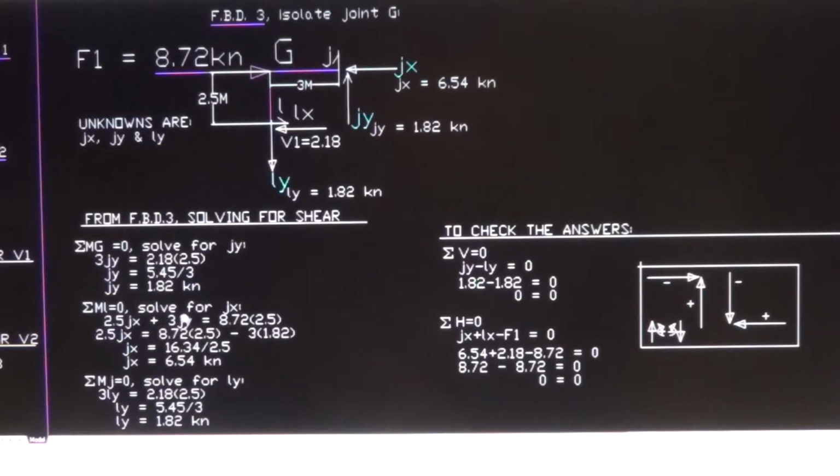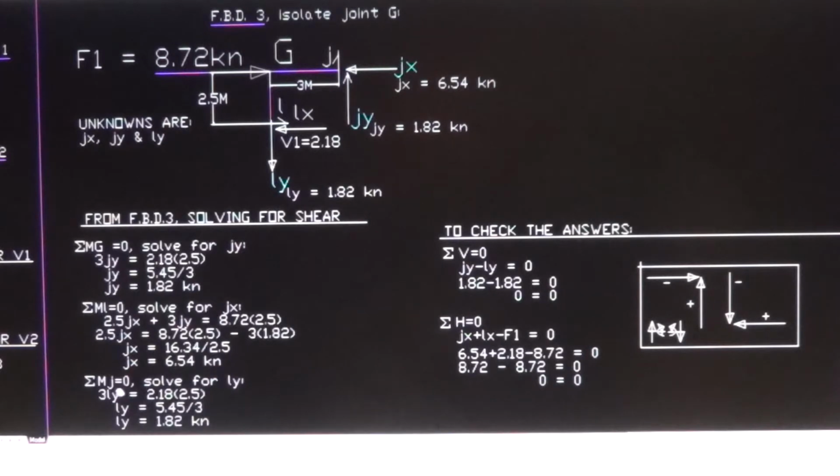The Gy now is transposed to the other side of the equation, so we can get the Gx, because these are known values on one side and the unknown is on the other side. So transposing 3 Gy to the other side of the equation becomes negative, so it is minus 3 times 1.82. Solve all this together, we have 16.34 divided by the lever arm of Gx. Gx now is equal to 6.54 right here, kilonewton. So we have two unknowns solved. Now we have to solve the last one, the Ly.